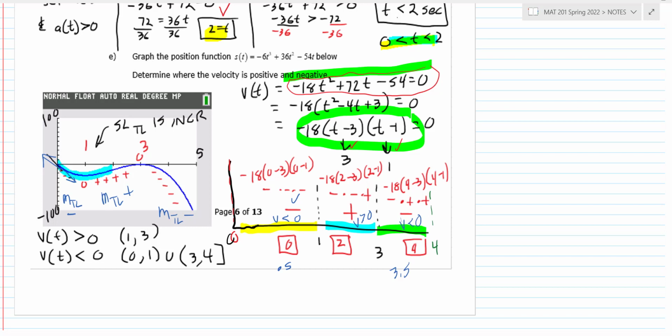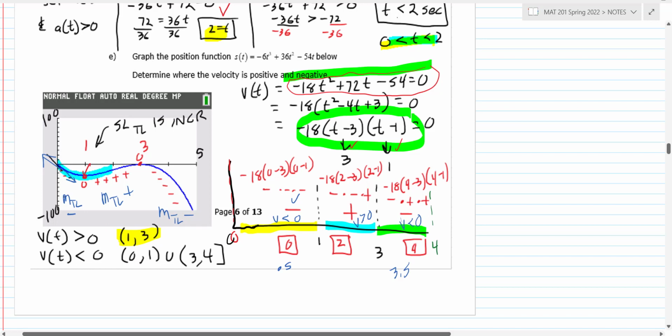So I kind of write my solution like this. The velocity was positive from 1 to 3. Okay, and I use parentheses there because at these points, the tangent line is 0 right there. So the slope is not negative or positive at this low point and that high point right there. So I have to use parentheses so I don't include the 1 and 3.